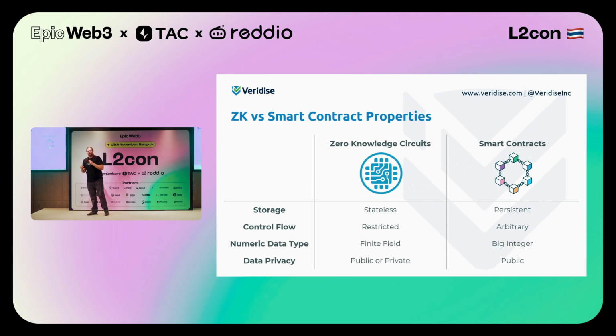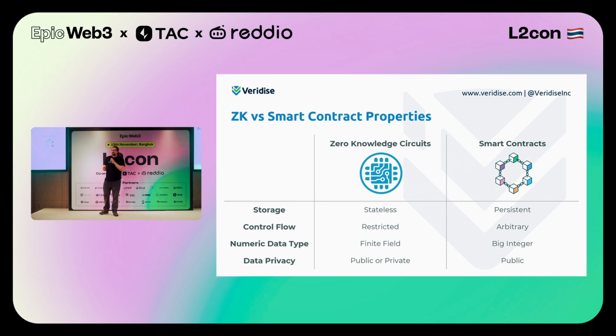compare and contrast. Specifically, ZK circuits don't have any notion of storage. They're inherently stateless, and this is because they only operate over inputs that are provided to them. Smart contracts, on the other hand, are persistent. They have storage. That's kind of the point of the blockchain. And so typically when people interact with ZK and smart contracts, the purpose is to perform computation in the ZK component and to store that computation in the persistent storage.